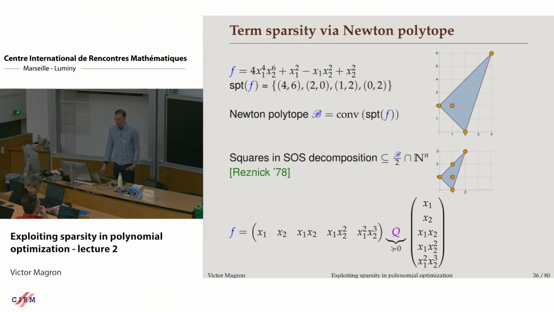So for this example, you have a polynomial of degree 10 with 2 variables. There are only 4 terms in the support of f, and then you know that you can index your moment matrices, or here it's the Gram matrix, with only 5 terms. Okay, so in general.